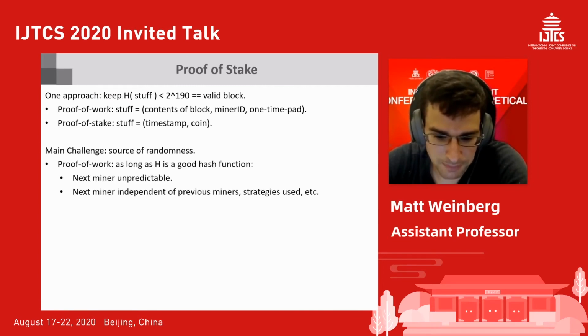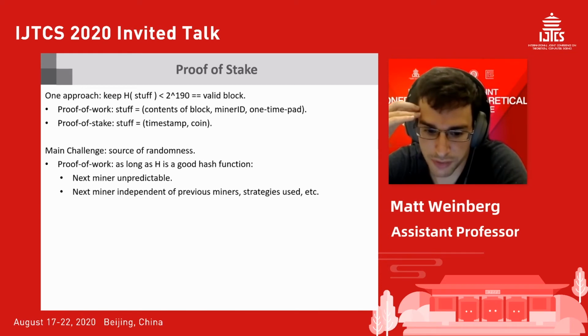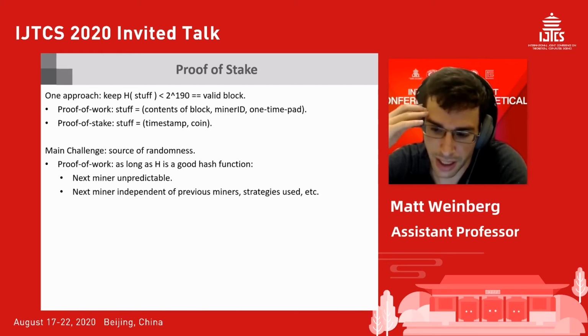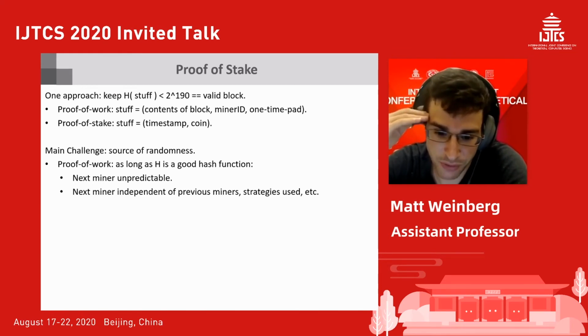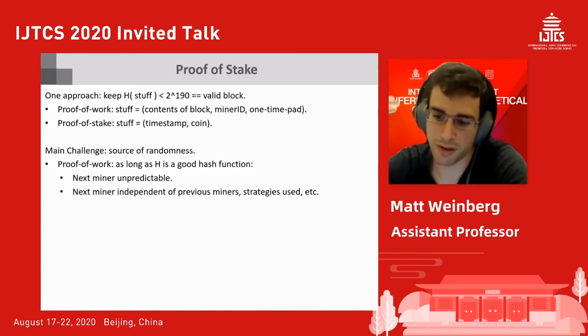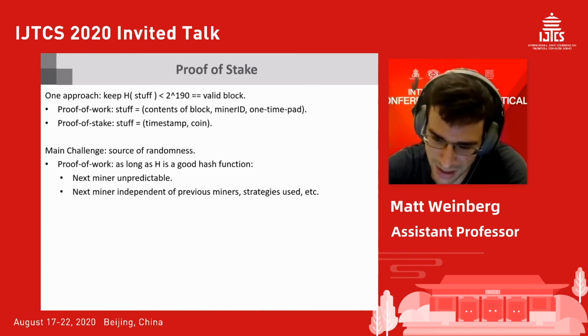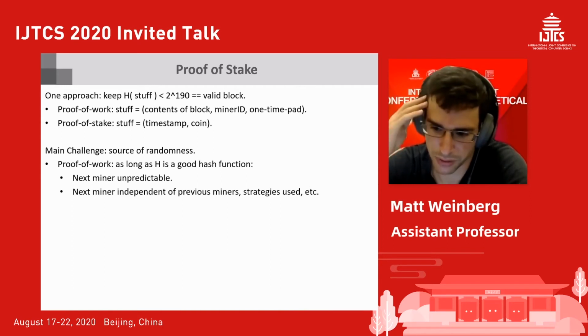Okay. So the main challenge here is you need a source of pseudo-randomness. And the main thing I want to highlight is that proof of work, as long as H is a good hash function, is a really nice source of pseudo-randomness. And the reason is that the next miner is unpredictable. No matter if I'm selfish mining, no matter if I'm honest mining, I never know who the next miner is going to be. It's always independent and random, proportional to hash power.